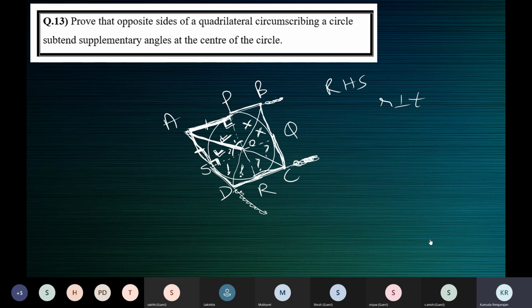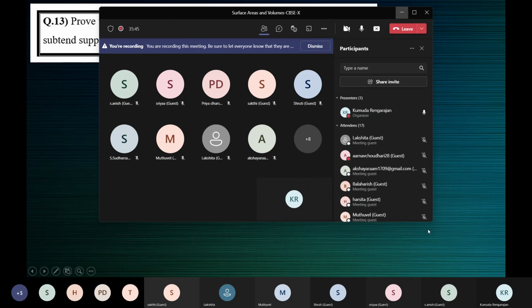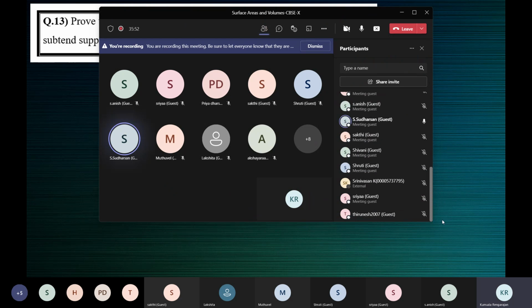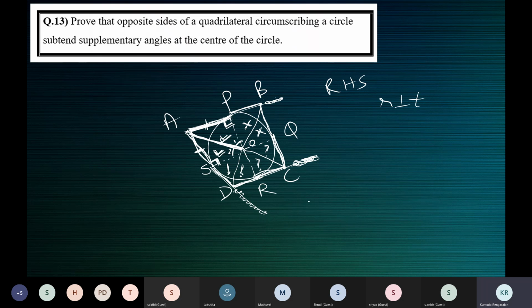Okay, now let me ask one of you. Is Sudarshan there? Sudarshan, are you there? Yes, ma'am. Yes, Sudarshan. Please prove that triangle BOP is congruent to triangle BOQ. Use the RHS criterion and show that. I have given you the criterion also.